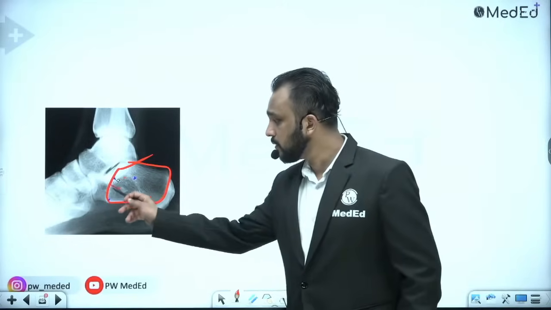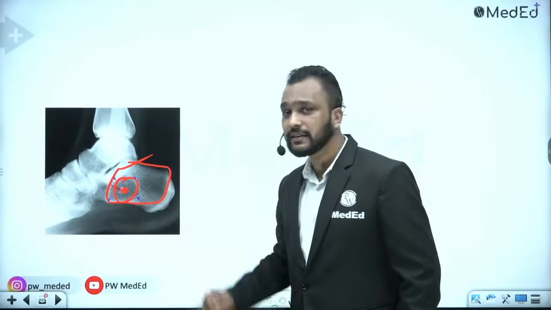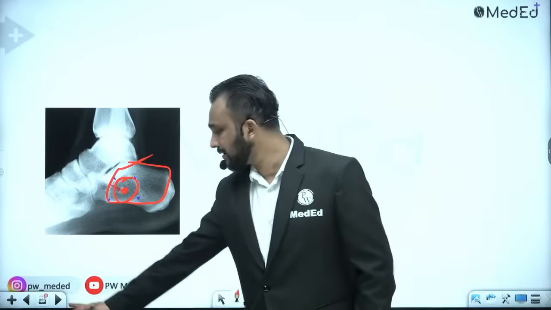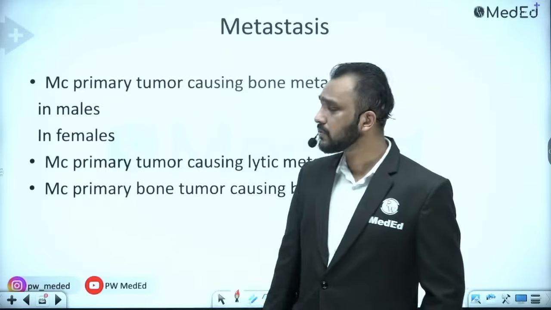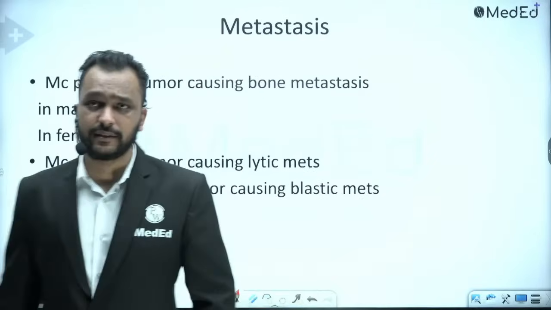So there is one radiolucent lesion, and within that radiolucent lesion there is calcification within it. Name of the sign is Cockade sign.